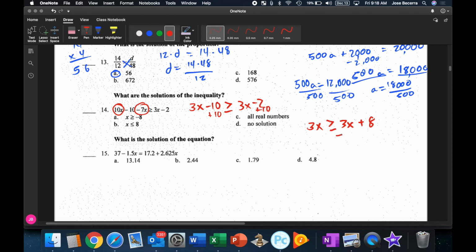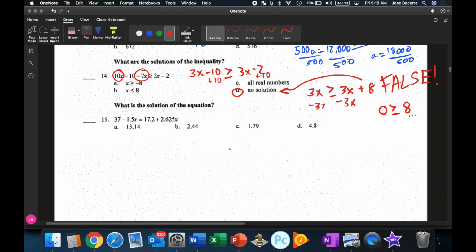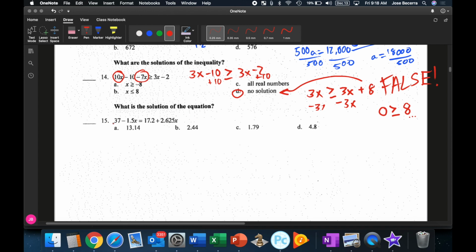Now, I can go ahead and subtract 3x from both sides, and I get 0 is greater than or equal to 8. Dot, dot, dot. Is that true? Is 0 greater than or equal to 8? No, this is false. So what did I say whenever you have a false answer? Yes, false means no solution. Good job.